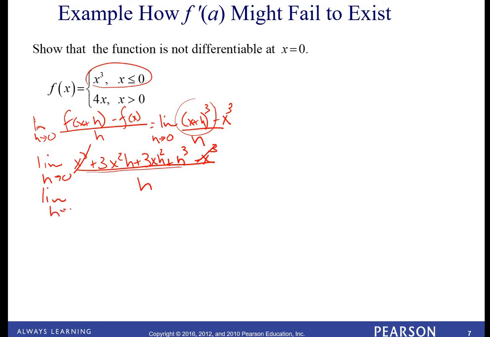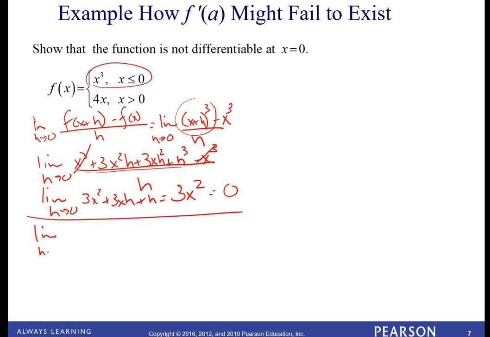I can divide every piece by h. So I have the limit as h approaches 0 of 3x squared plus 3xh plus h squared, which is 3x squared. So the derivative as we are approaching 0 from the left is going to be 0 if I plug in 0 for x.